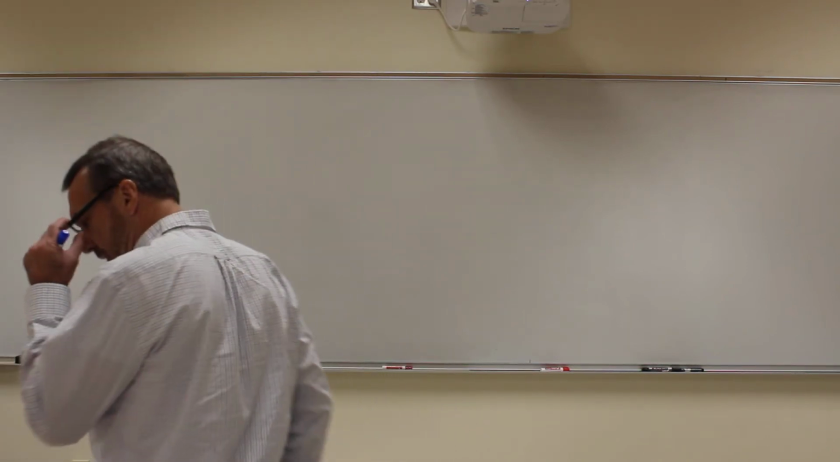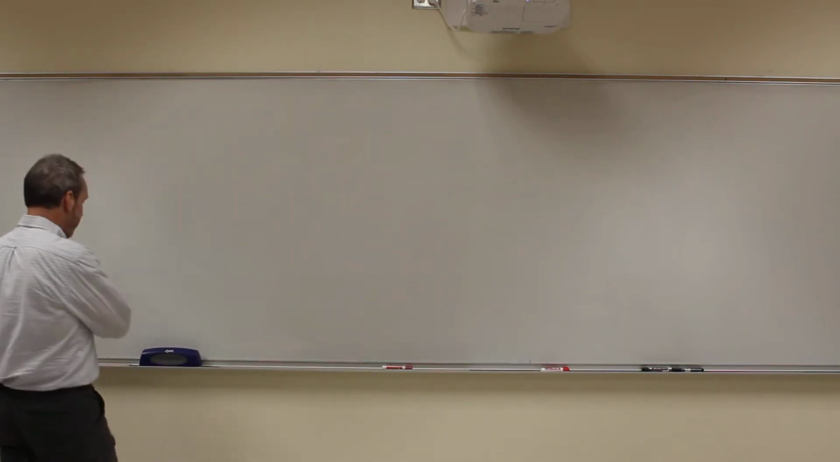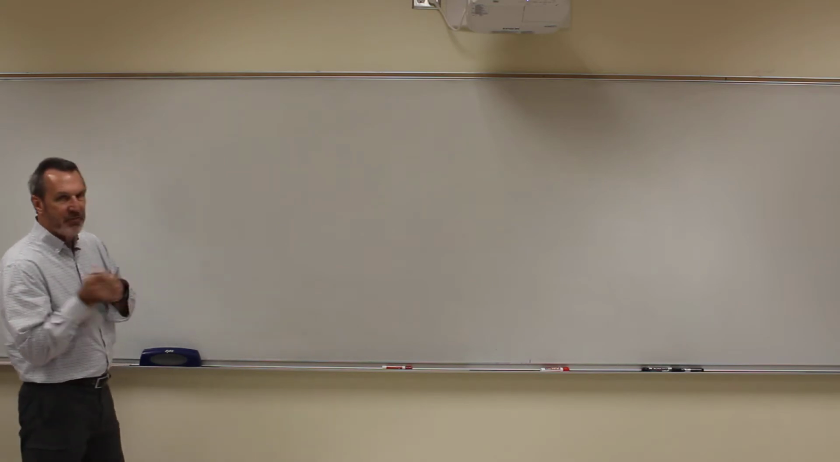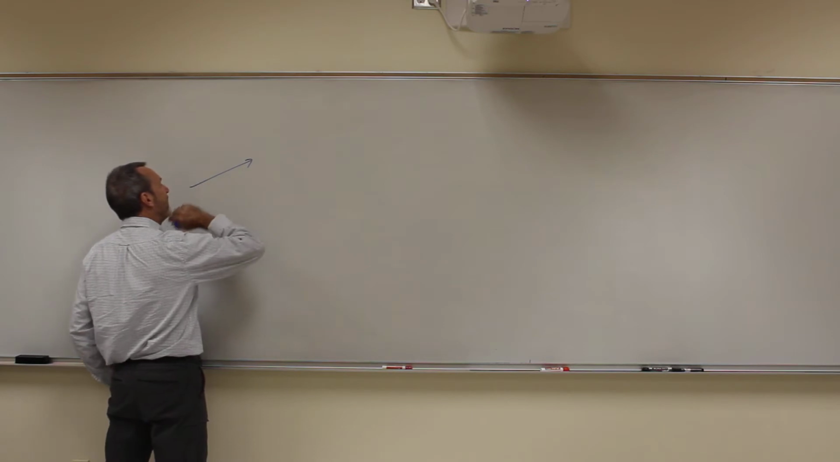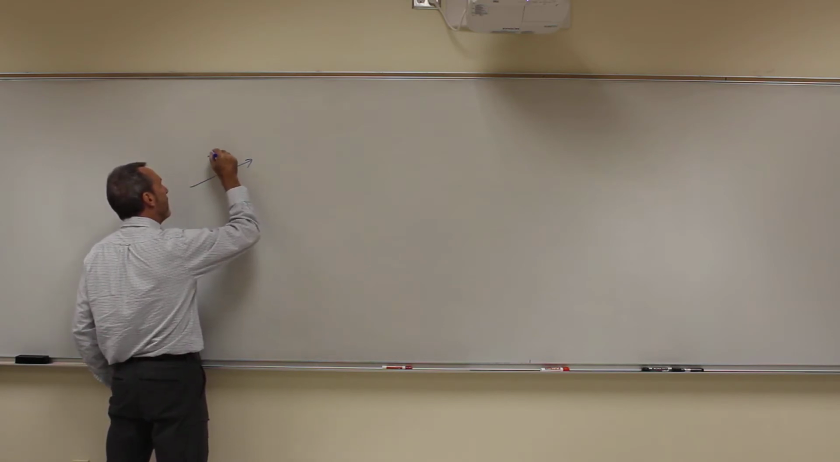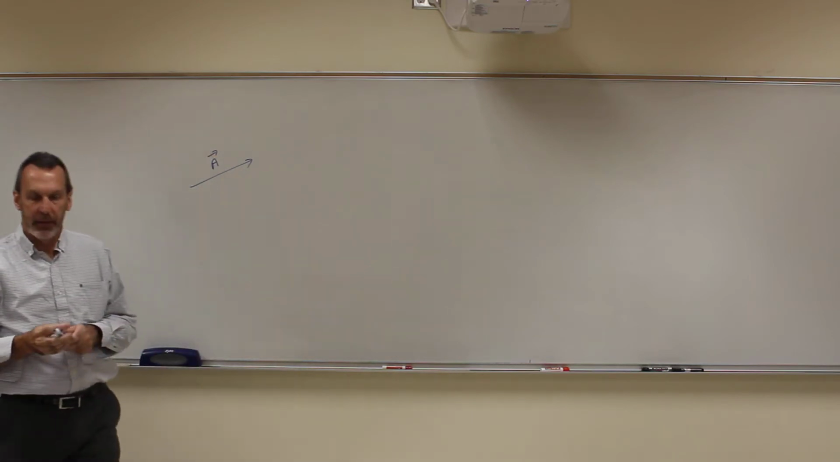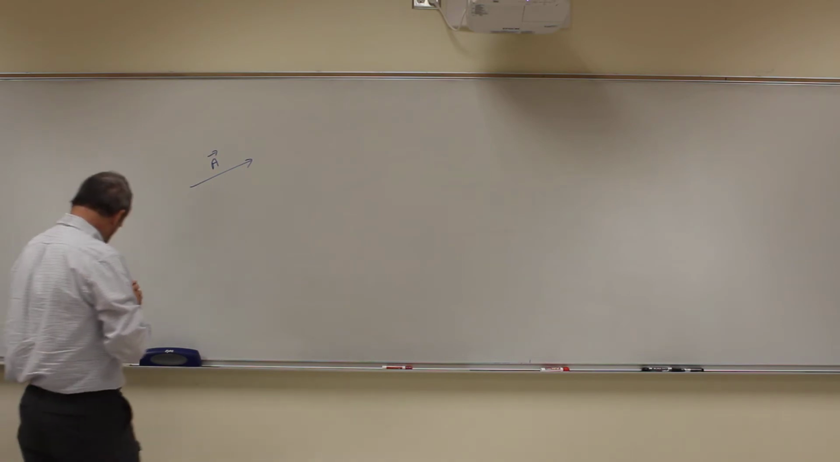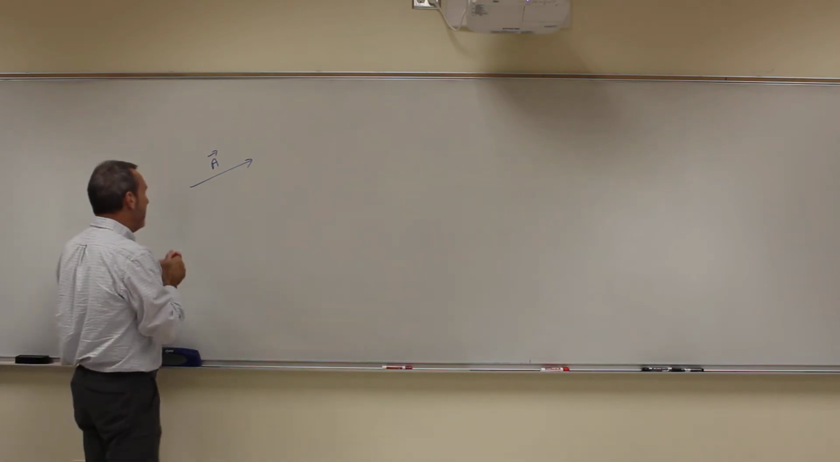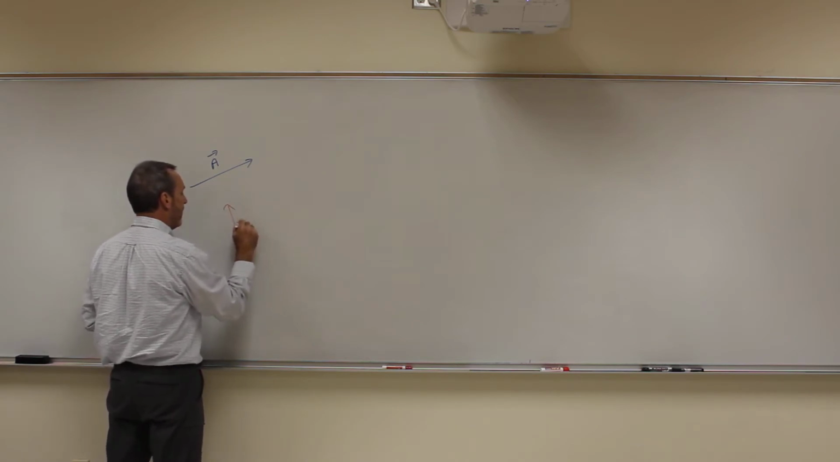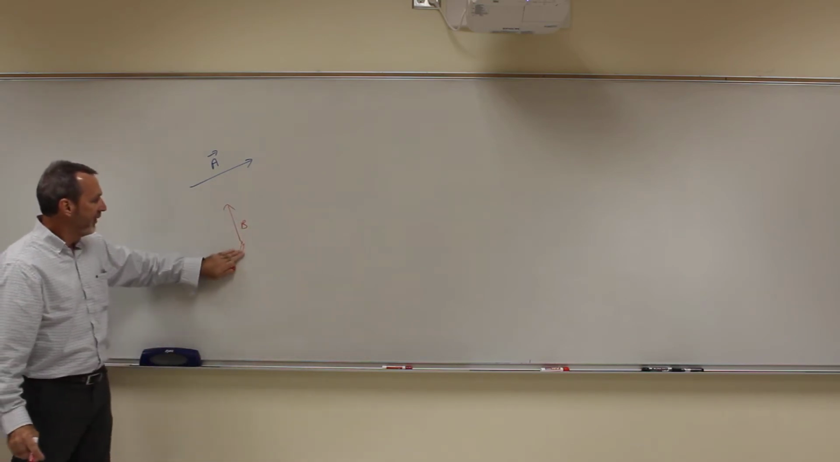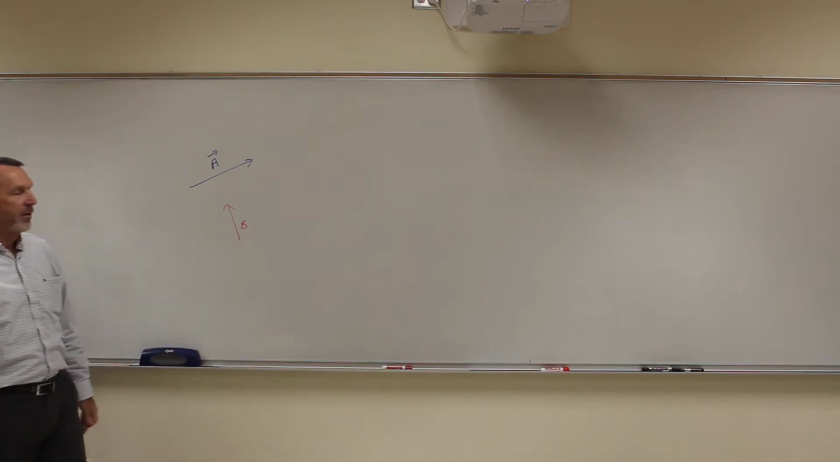All right, we're going to talk about vectors here for a few minutes. A vector, remember, is anything that has a magnitude and a direction. So let's say I have here vector A. And I have vector B in some other direction. Let's say it's going like this. Vector B at some distance changes, so they're not the same length.